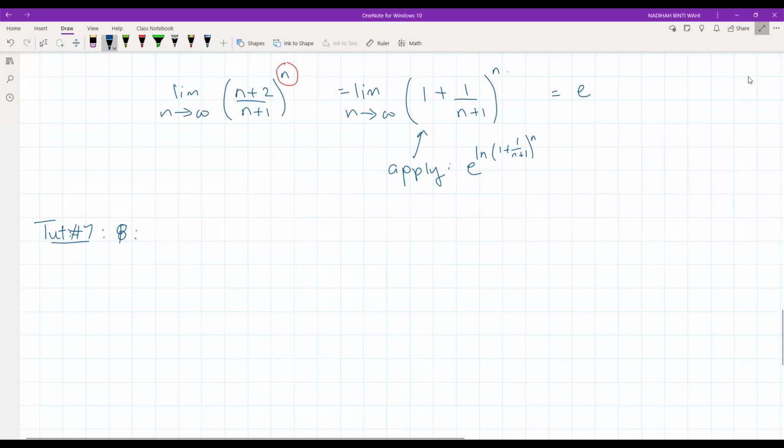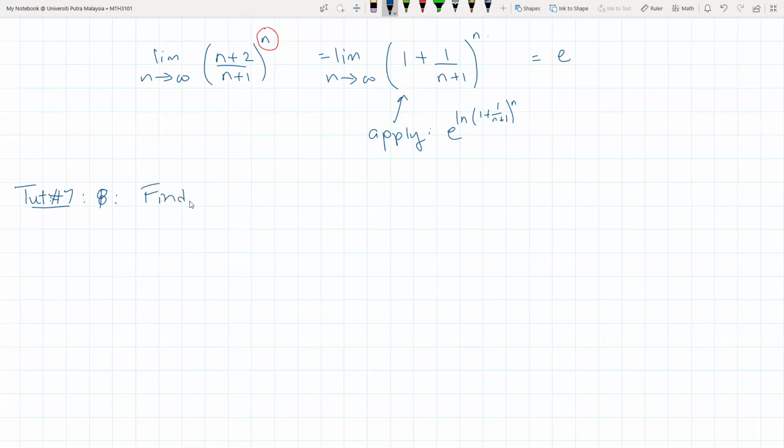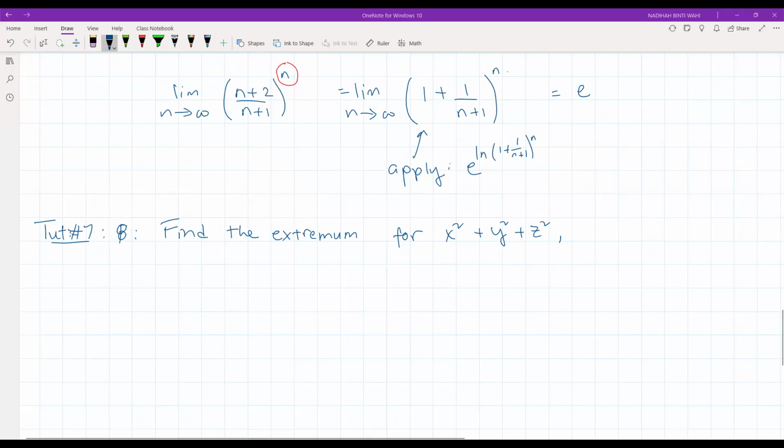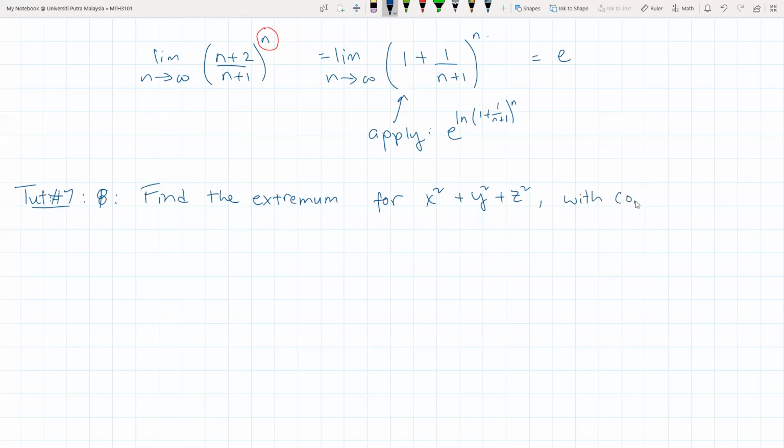So question number 8 says: find the extremum for x squared plus y squared plus z squared, restricted by the condition 3x minus 2y plus z minus 4 equals 0.